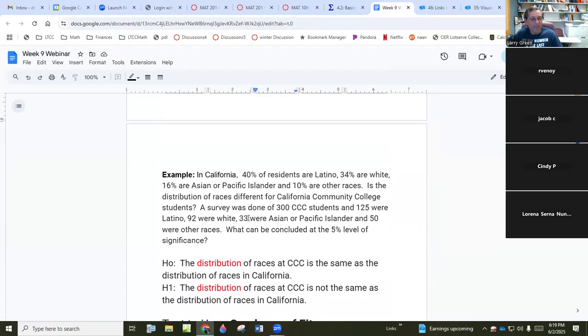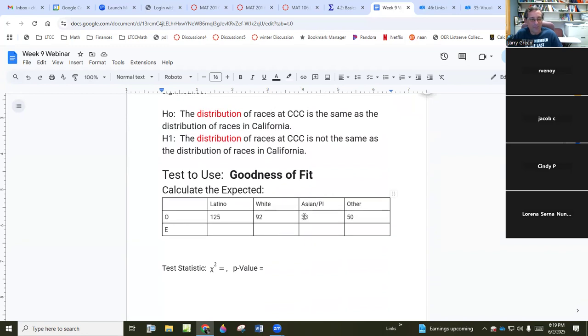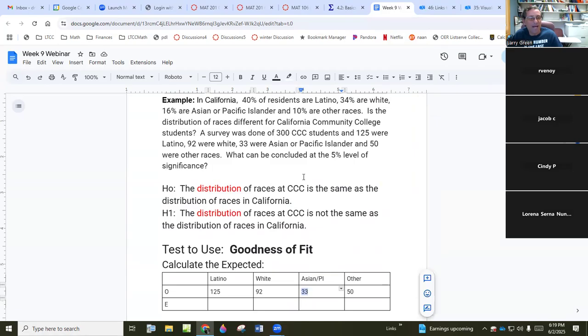We had 33 Asian or Pacific Islanders. So under Asian Pacific Islanders, I put 33. And then we had 50 other races. So under other, I put 50. Any questions so far on creating the table, especially with the observed?